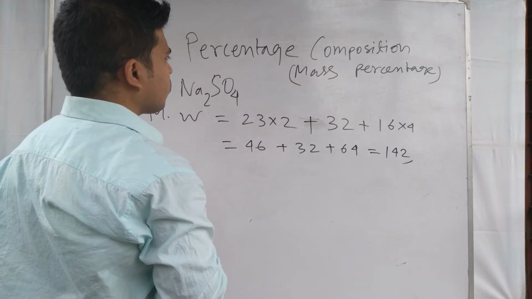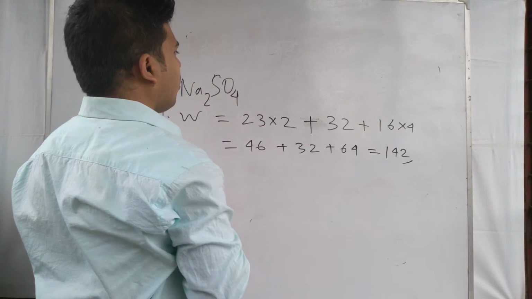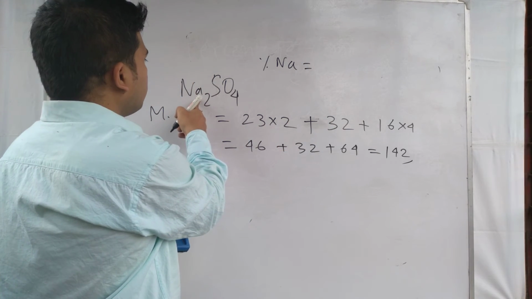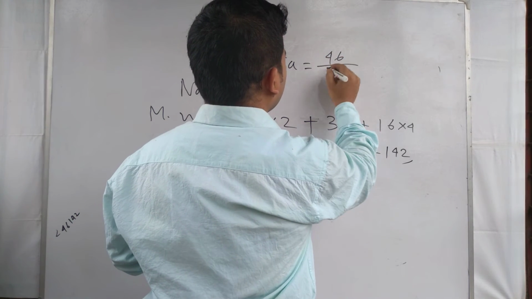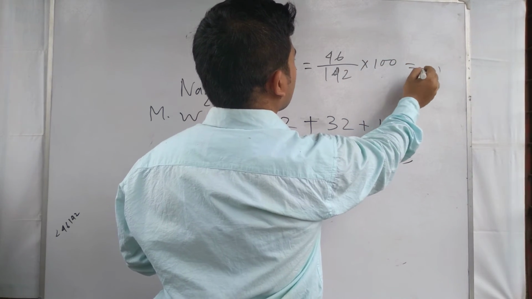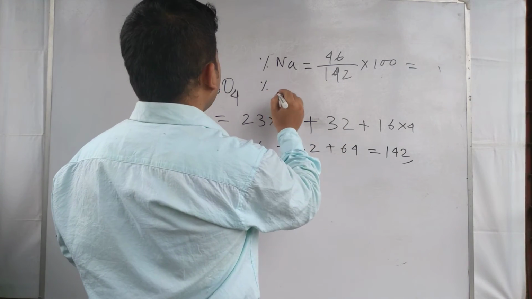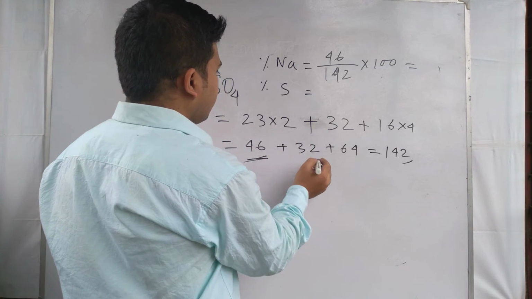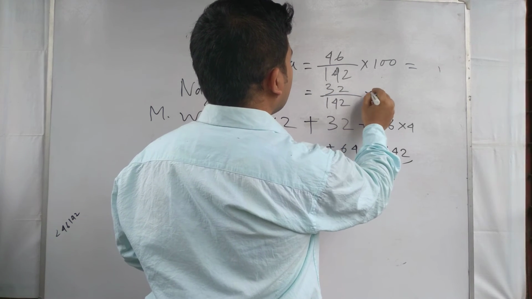After that, you have to find the percentage of each element. For the percentage of sodium, sodium is present as 2 atoms per formula, so that is 46 gram. 46 divided by the total weight 142 into 100. The result you can calculate. This is the percentage of sodium. For the percentage of sulfur, the sulfur present in the compound is 32, divided by 142 into 100.